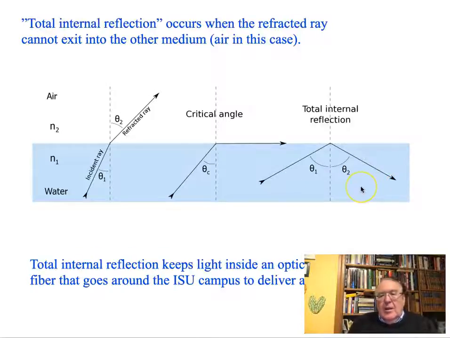Now, if this water, for example, were a plastic fiber, this is the way the internet signal is passed around the ISU campus. It's passed around in a plastic fiber, with the internet signal being a series of light bursts, totally internally reflected, so you don't lose any light. It's a really remarkable thing.